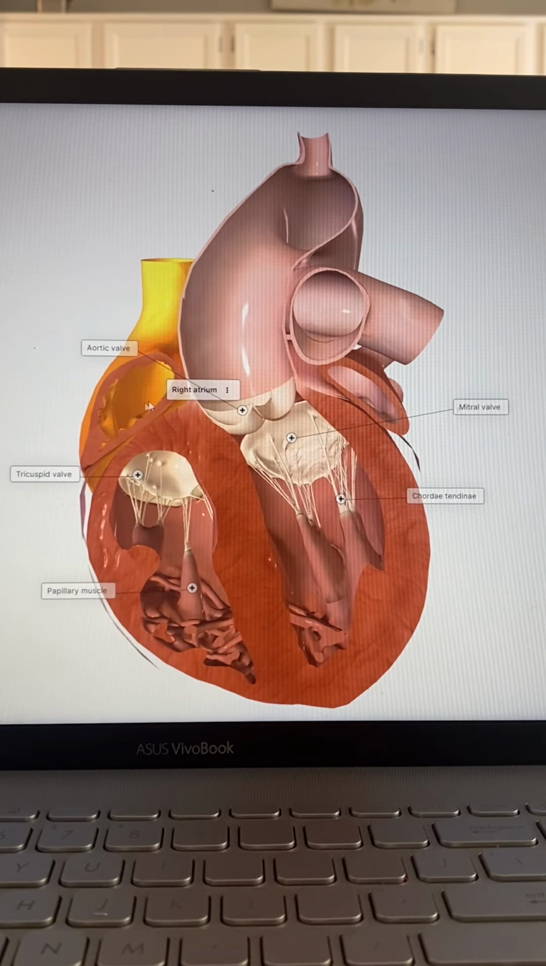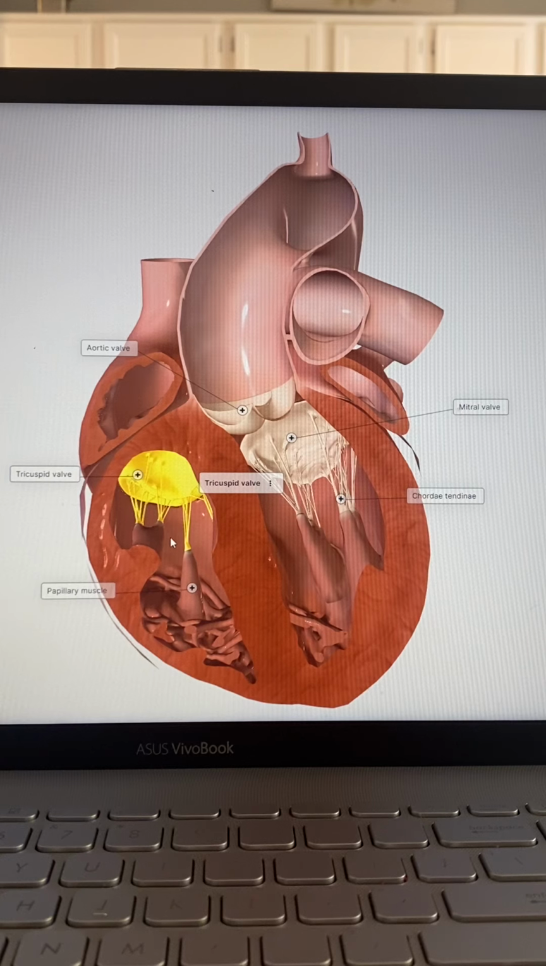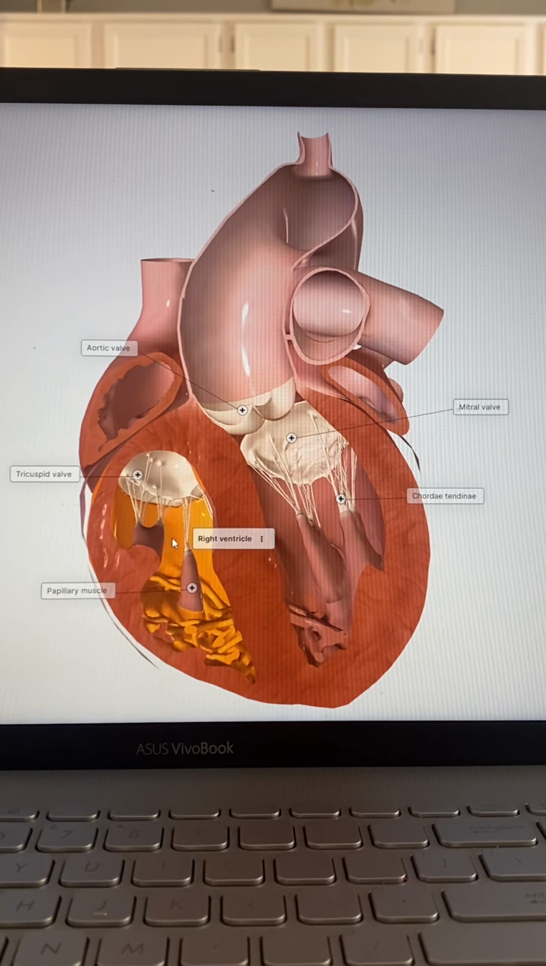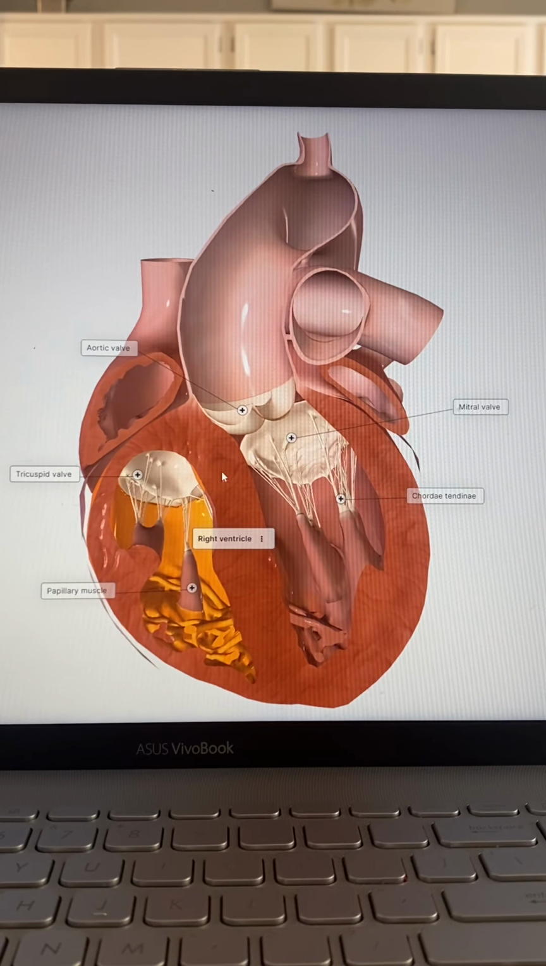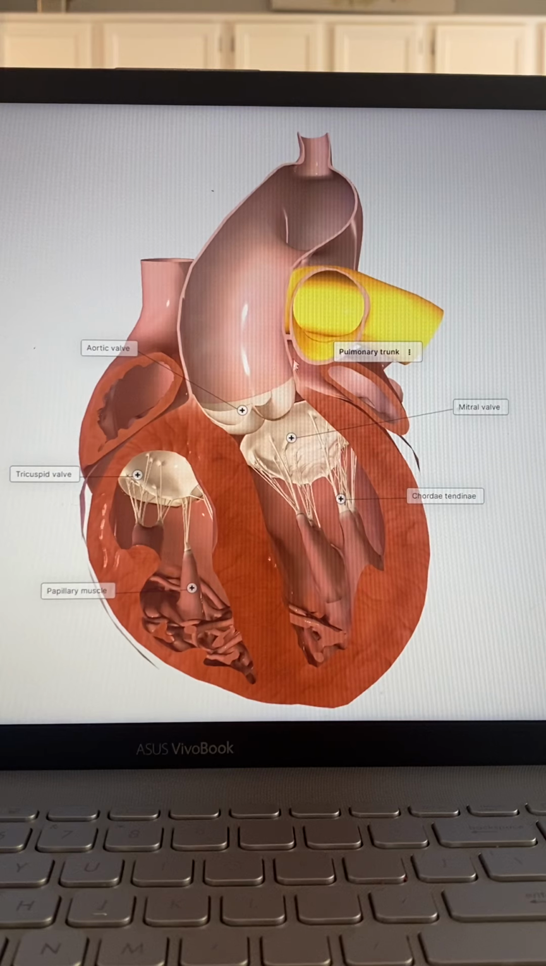The right atrium will contract and eject the deoxygenated blood through the tricuspid valve into the right ventricle here. When the right ventricle contracts, it pushes the blood through the pulmonic valve, the one we have to use our imagination to see, into the pulmonary artery here. It should go all the way down this way.